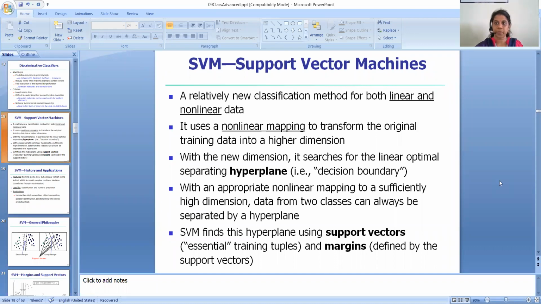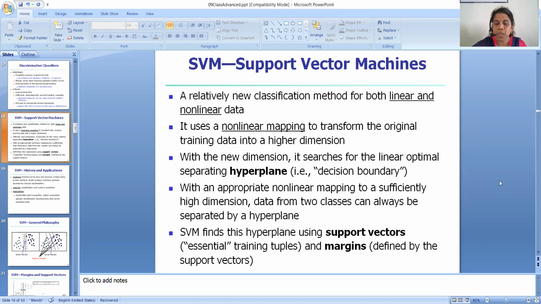Good afternoon. Today we are going to see a classification method based on SVM, support vector machine. So we will first see what is support vector machine. SVM stands for support vector machine. Actually, it is a relatively new classification method. We can use SVM for both linear as well as non-linear data. So we'll see what is SVM first.